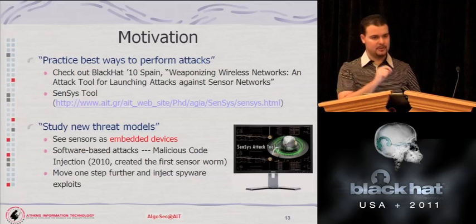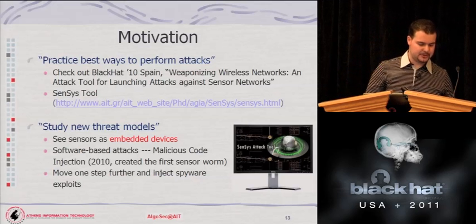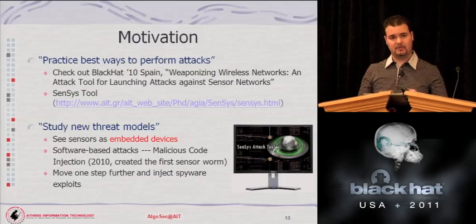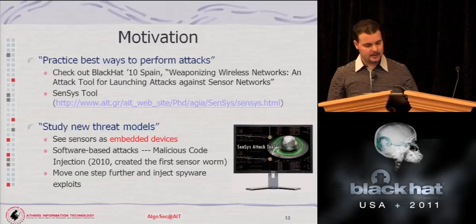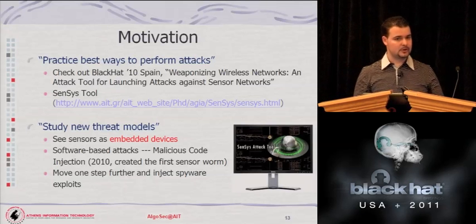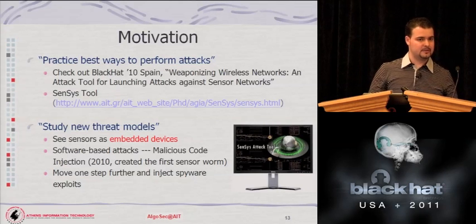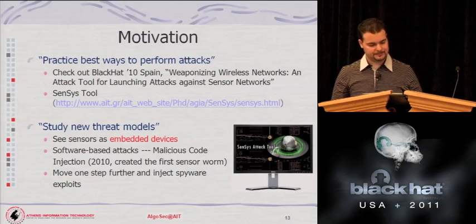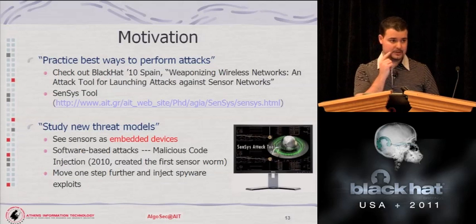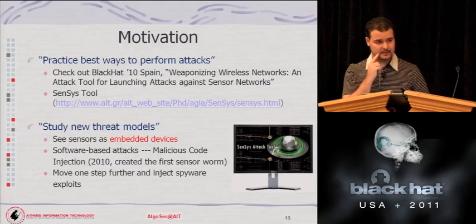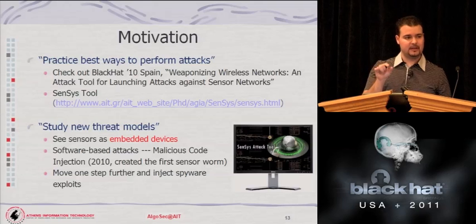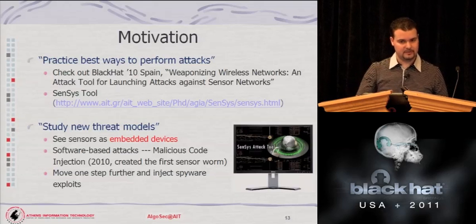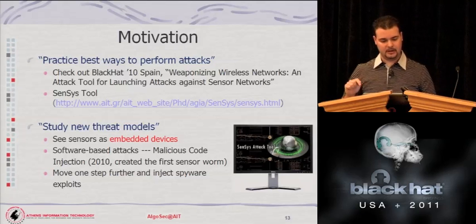Continuing our work on studying these vulnerabilities, we have started to study new threat models. We saw the sensor network as a set of embedded devices, so we tried to target each one of the sensor nodes. Back in 2010, we started to look into software attacks that try to take advantage of memory-related vulnerabilities. We performed malicious code injection back in 2010, and we created the first instance of a sensor worm. By injecting malicious code into a node and activating this code, it replicates itself and rebroadcasts itself to all the neighboring nodes, and by affecting one node, you can actually take control over the entire network.